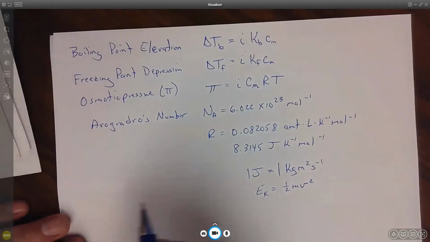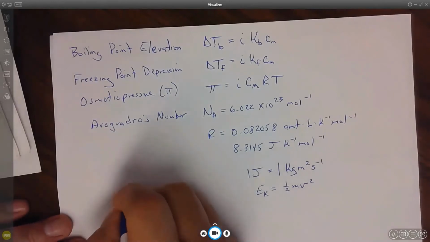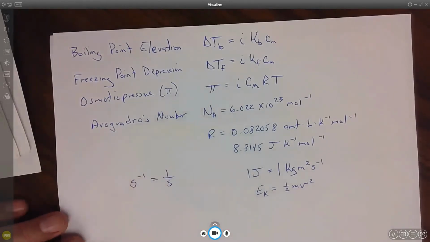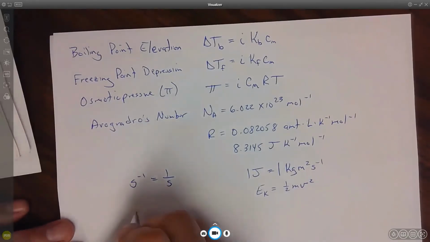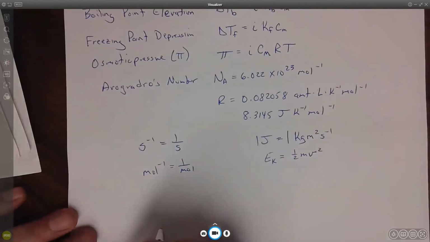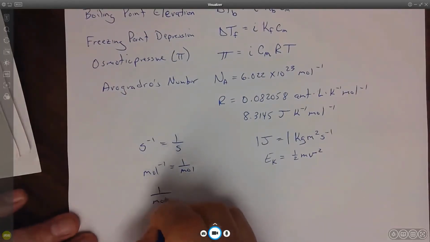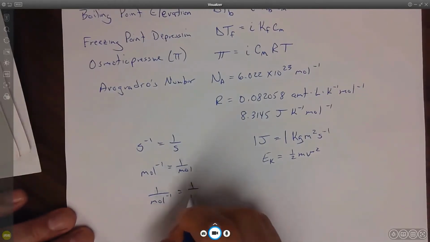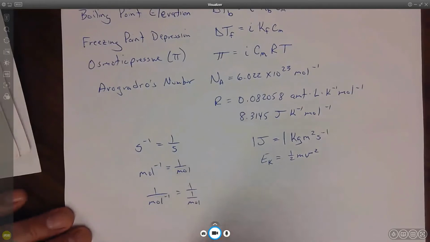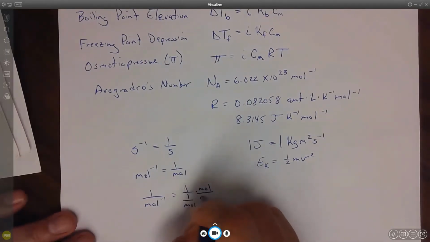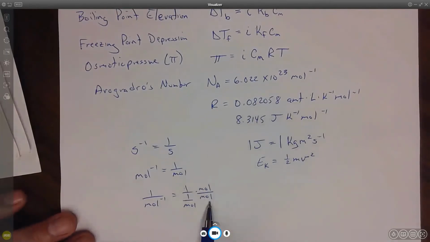Also, for those who didn't have me in Chem 110, remember a per second is just 1/a second. A per mole is just 1/a mole. And we're going to see this a lot. We're going to see 1 something per something. Well, that really is 1/1 a mole, which if we multiplied this then by 1, right? Because a mole divided by a mole is 1.